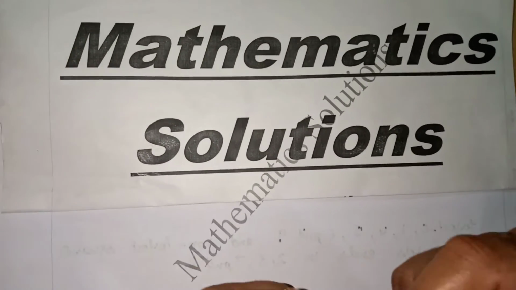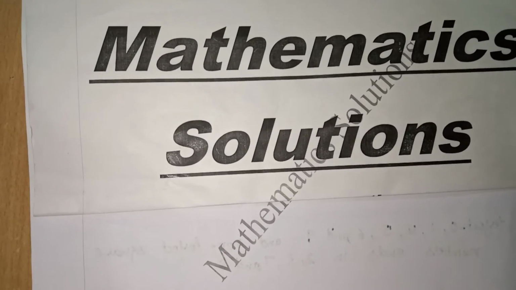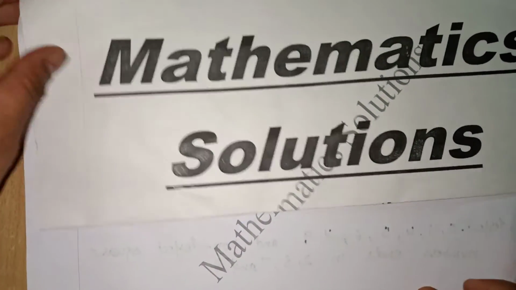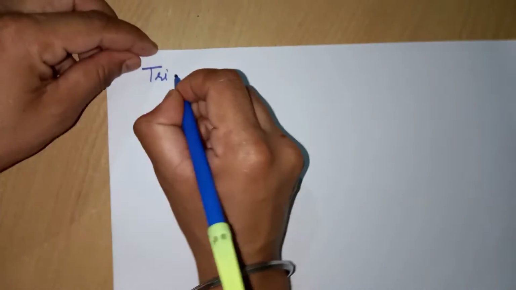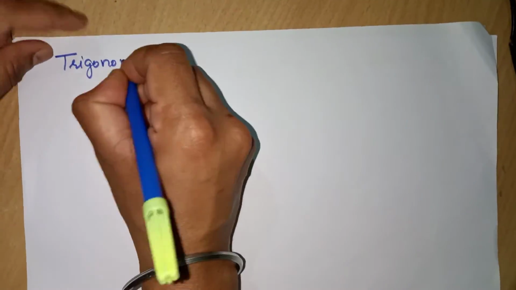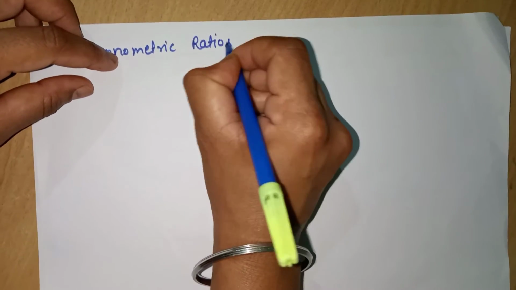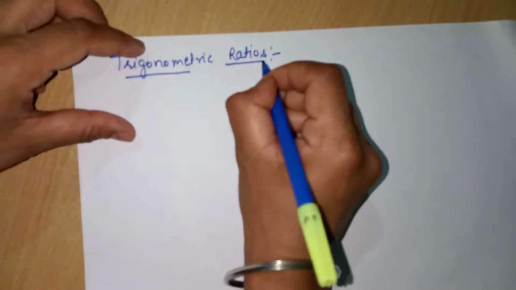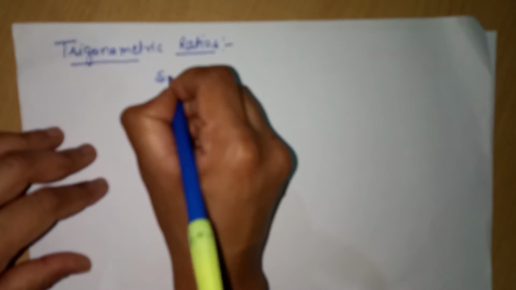This is part 2 of chapter 8, Introduction to Trigonometry. So let's start. In the previous video I explained the 6 trigonometric ratios. The 6 trigonometric ratios are sine.